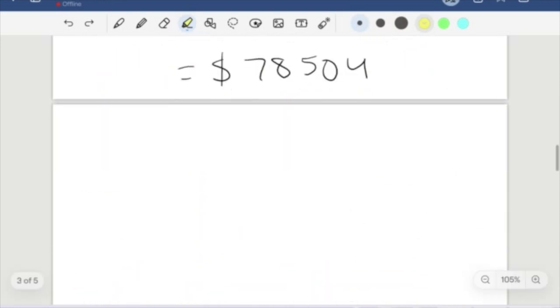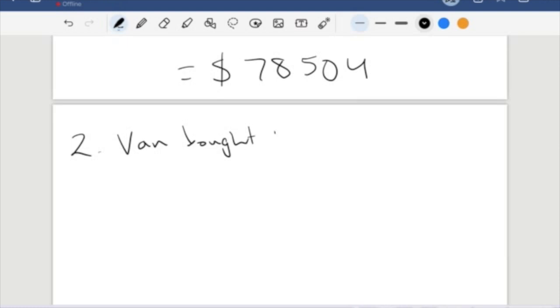Okay, one more trickier question to end today. Let's say that a van was bought 4 years ago for $27,500.